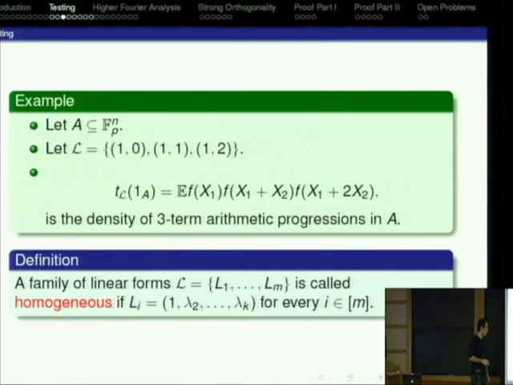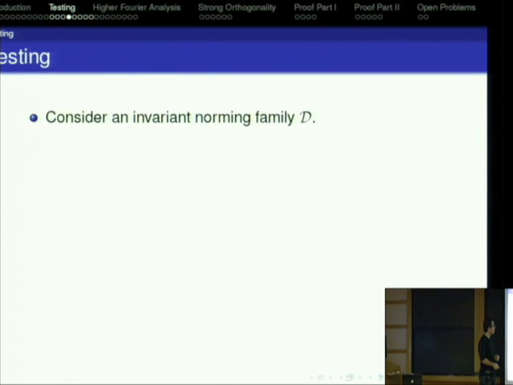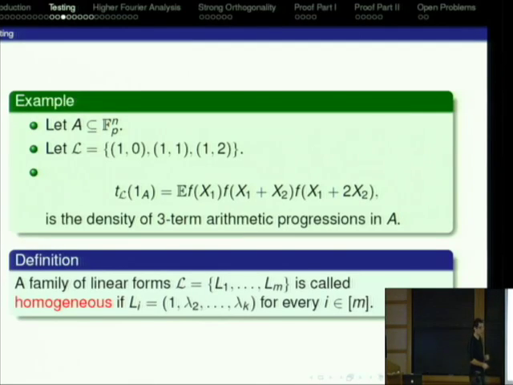Now, I'll call a family of linear forms homogeneous if they all start with coefficient 1. It looks a bit technical, but I'm going to use it later. Here, if you look at this 3-term arithmetic progression, each one starts with 1. So it's a homogeneous family of linear forms. Also, similarly for the Gowers norm, the first coordinate is always 1.